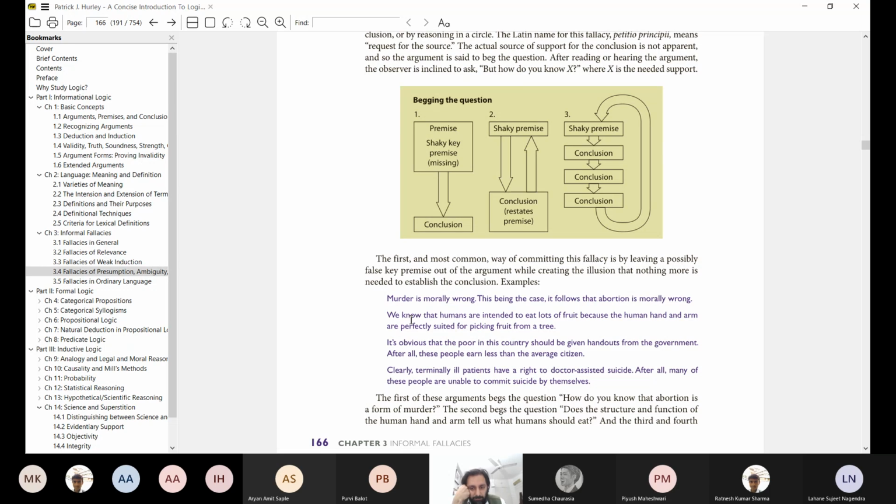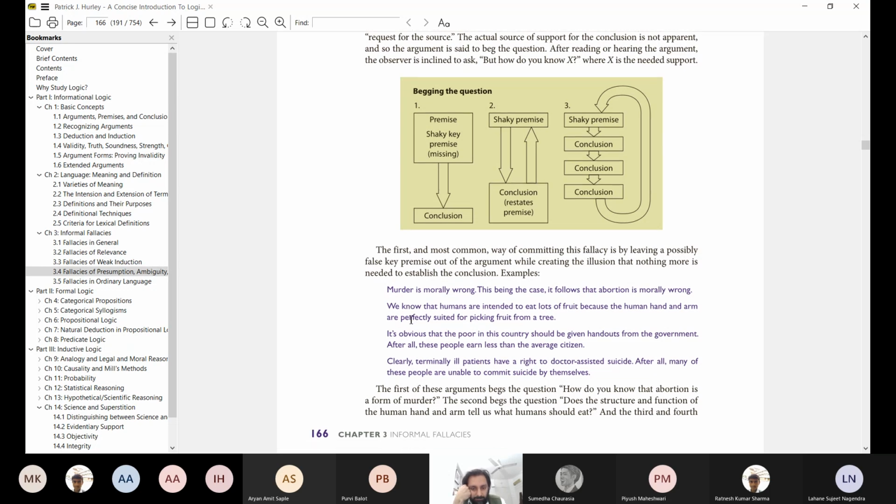Okay, let's do the last one. Clearly, terminally ill patients have a right to doctor-assisted suicide. After all, many of these people are unable to commit suicide by themselves. So the question here should be: why should terminally ill patients be able to commit suicide in the first place? Why should they have a right to doctor-assisted suicide per se?